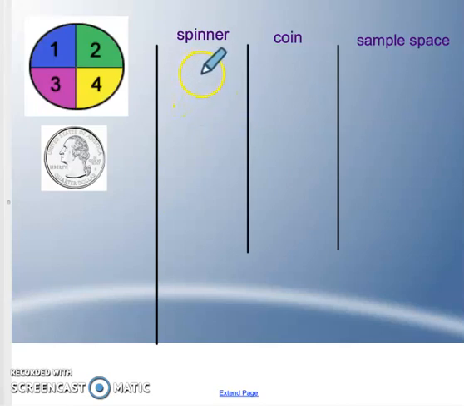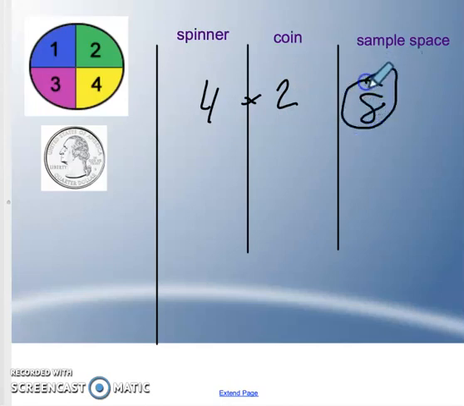So if I spin the spinner, there are 4 possible outcomes, 1, 2, 3, or 4. When I flip the coin, there are 2 possible outcomes, heads or tails. So all I need to do is do 4 times 2, gives me 8. If I were to do a tree diagram, that's 8 possible outcomes for doing both of these things.